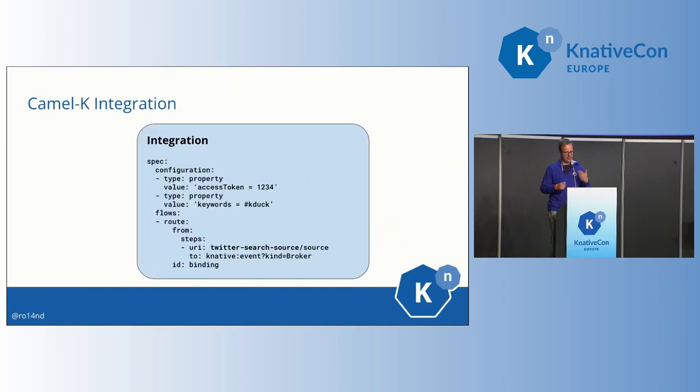In Camel K, this would look like that. So actually this would be an integration custom resource, and I have shown here really only a fragment of the specification. So you have the configuration here, with the concrete values, and then you have the route, which is actually more or less the same as what we have seen in the slide before.